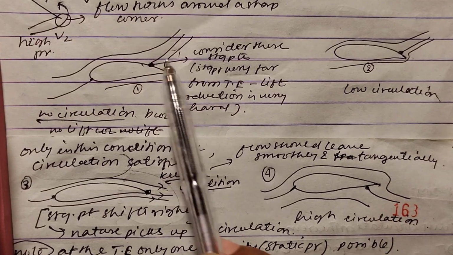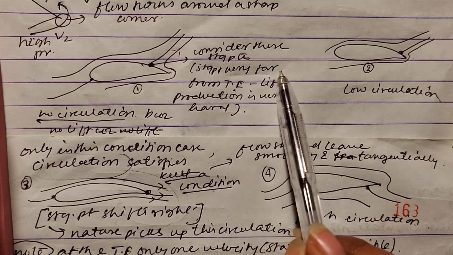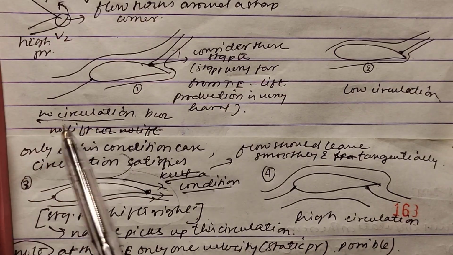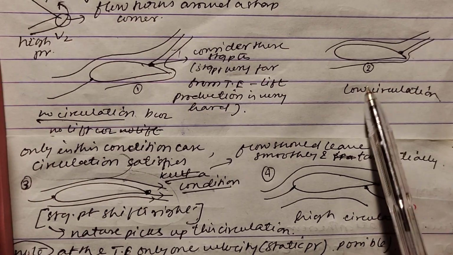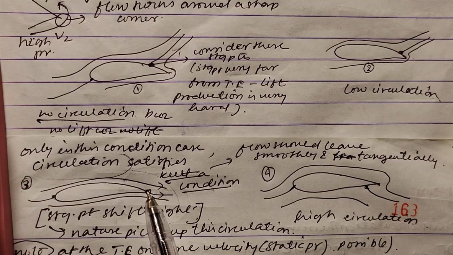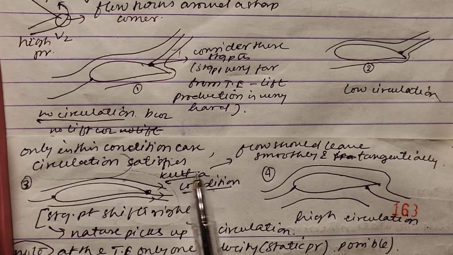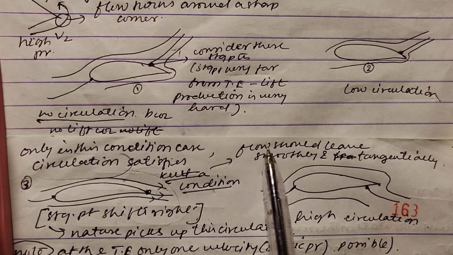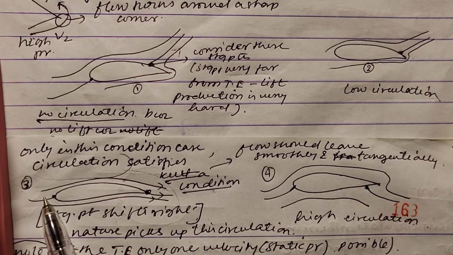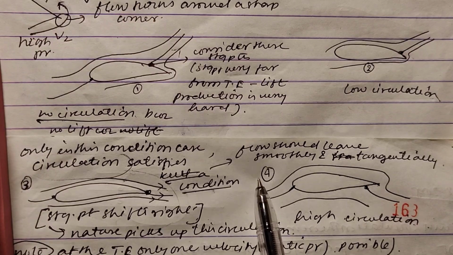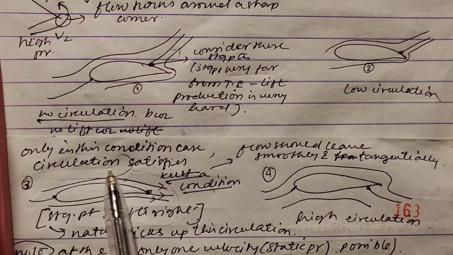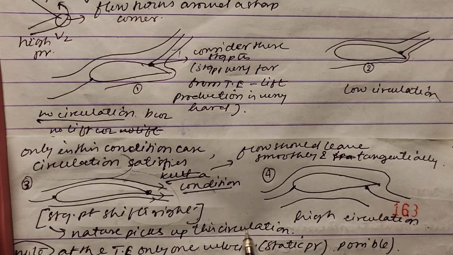In this condition, when my stagnation point is very far away from the trailing edge, lift production is very hard because there is no circulation. The second condition, we have a low circulation. The third condition, when my stagnation point is at the trailing edge, that time circulation is satisfying the Kutta condition, that is, flow should leave the trailing edge smoothly and tangentially. This has been satisfied in this case. And in the fourth, again we have a high circulation. So this circulation has been picked by nature.